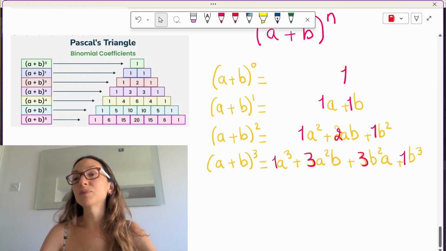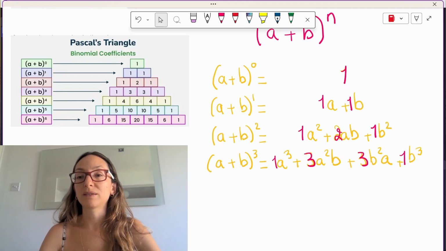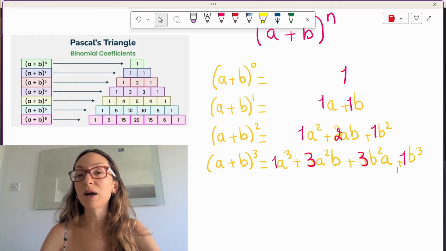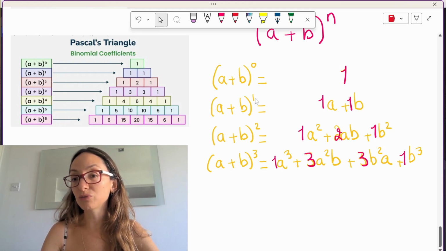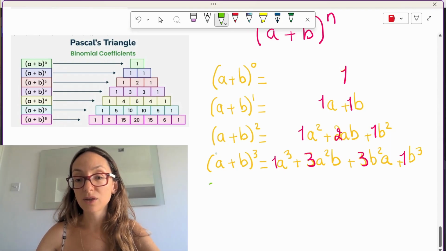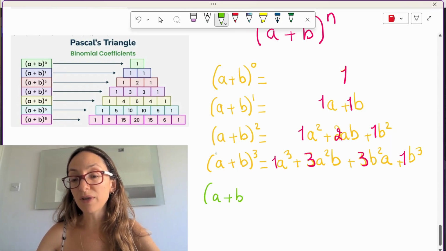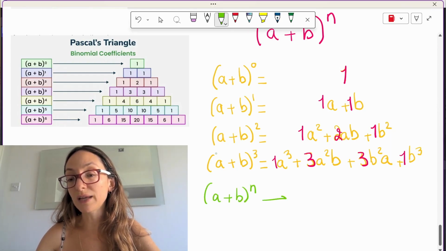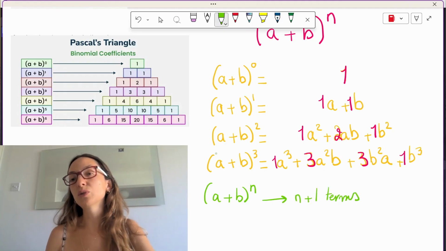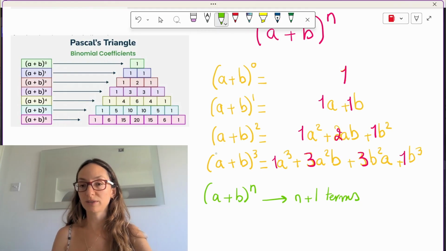Now, let's make some observations about the terms that we get. The first thing that I want you to think about is how many terms we get for each expansion. Now, for n equal to 0, we get 1 term. For n equal to 1, we get 2 terms. For n equal to 2, we get 3 terms. So let's generalize. For a plus b to the power of n, we will end up having n plus 1 terms.